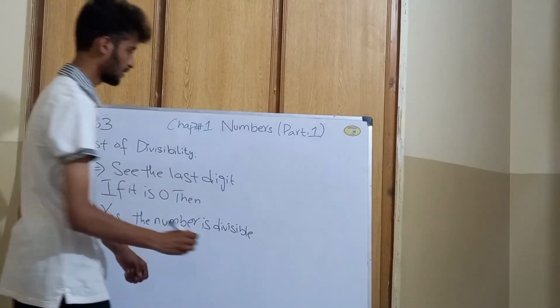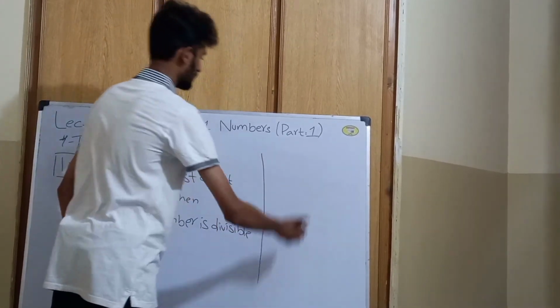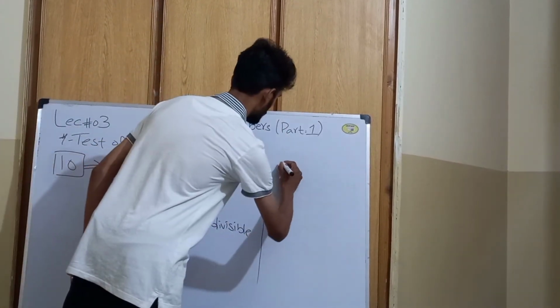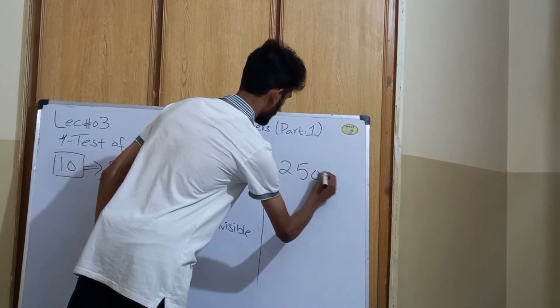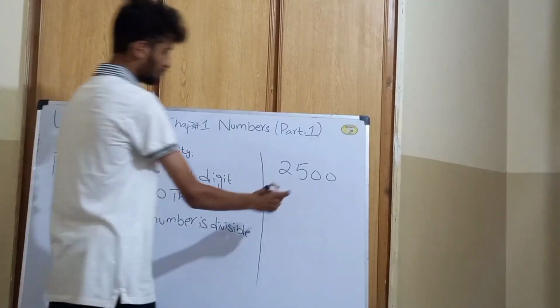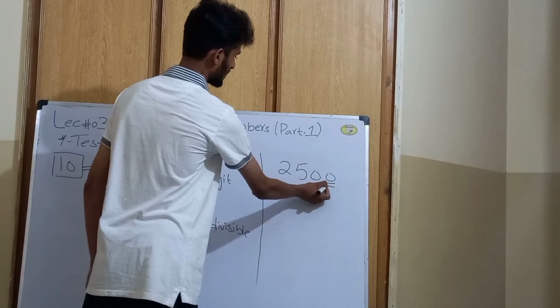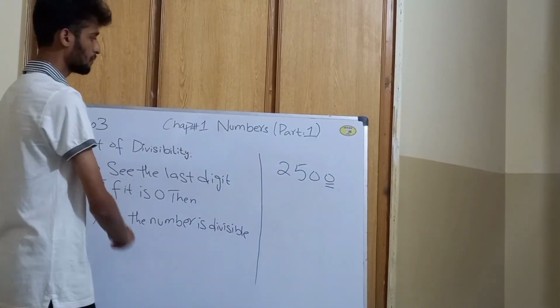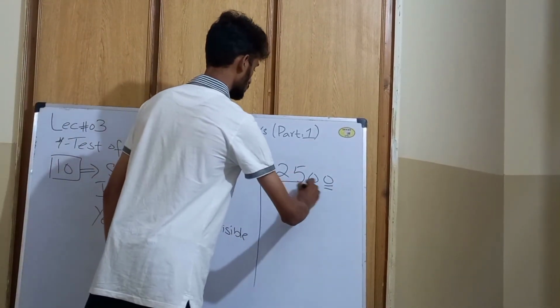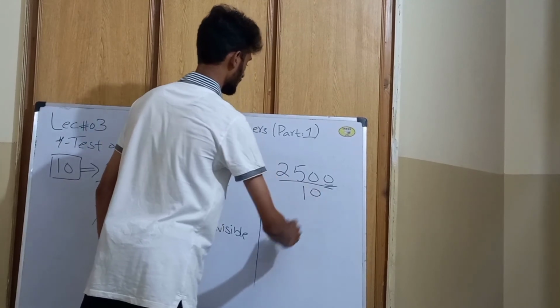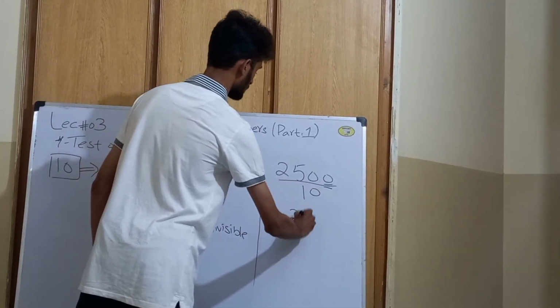Let's see an example. Suppose our number is 2500. We will see the last digit. It's 0, so the number is divisible by 10, and the answer will be 250.